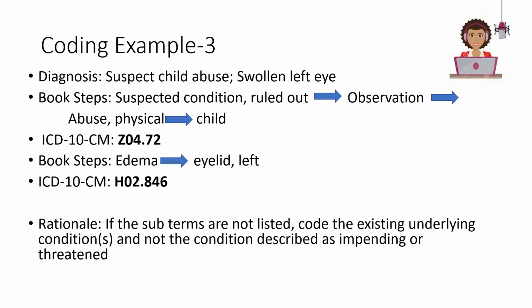So with coding example number 3, I decided to do something a little different. In this particular encounter, the patient was diagnosed with suspect child abuse, also with a swollen left eye. So with our book steps, we're going to go to suspected condition, rule out, and when we go to that particular main term, it actually directs us to observation. So once we go over to observation, we're going to look under abuse, physical, and then child, because again, our diagnosis says it's suspect child abuse. And our ICD-10-CM diagnosis code for that is Z04.72.